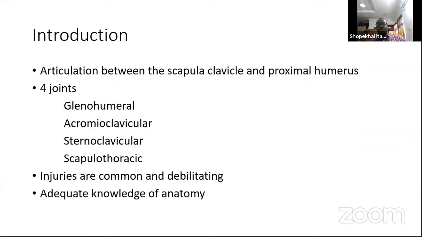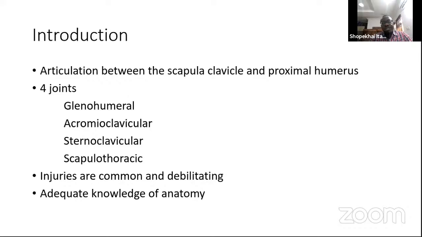By way of introduction, the shoulder is the articulation between the scapula, the clavicle, and the proximal humerus. We also need to mention the rib cage, the thoracic component to it. Therefore, there are four joints that make up the shoulder girdle: the glenohumeral joint, which is the one we all think about when we talk about the shoulder, the acromioclavicular joint, the sternoclavicular joint, as well as the scapulothoracic.